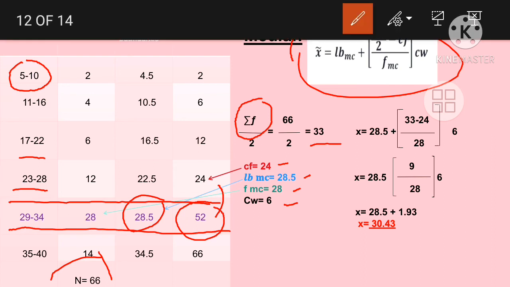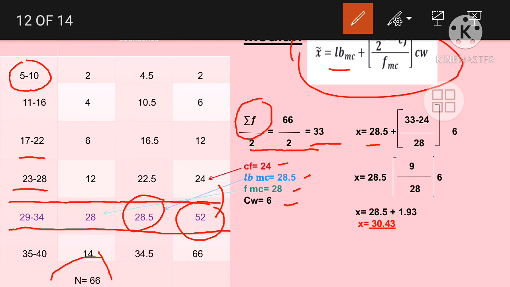So, ayan, LBMC. Ito, 28.5. Plus 33. Kasi, diba, sinolve na natin to kanina. Minus 24, which is the CF, or cumulative frequency, divided by 28, or the frequency sub MC, times 6, which is the class width.